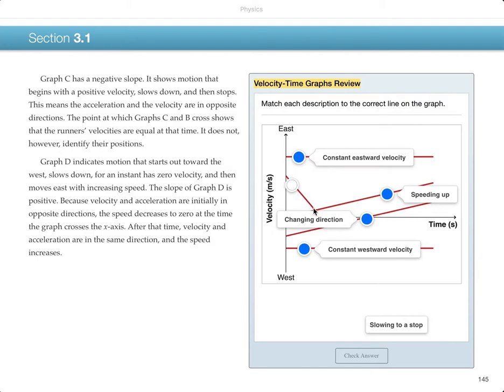Slowing to a stop, well, this one. It's got, say, 10 meters per second, 9 meters per second, 7 meters per second, slowing down, heading towards 0 on the velocity graph. So this one's heading towards a stop.